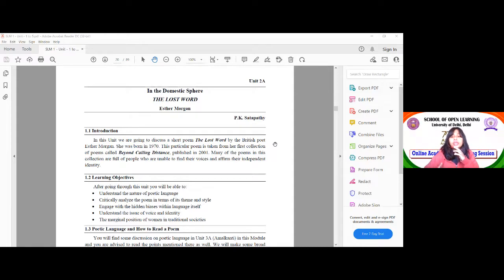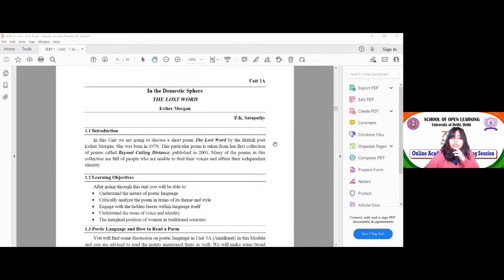The third point is to engage with the hidden biases within language itself. This whole course that you're doing is on English fluency, so your understanding of language has to be very clear. It can't be vague. You have to understand what is actually being said in the poem. Because when you see your question papers, you will have passages where you have to understand meaning and answer questions from those passages. So it is important that you understand what is written in these passages and in the poem, so that you can make sense of it.